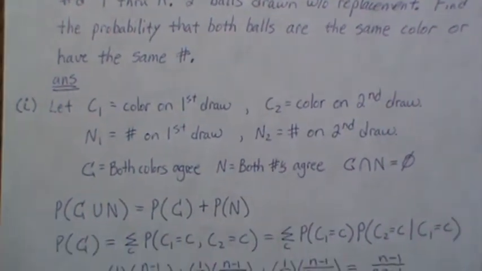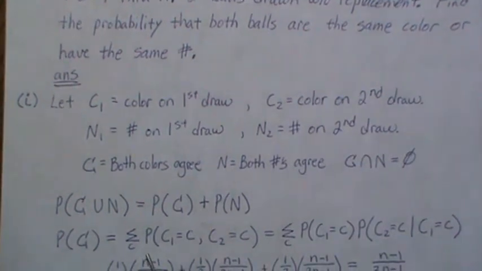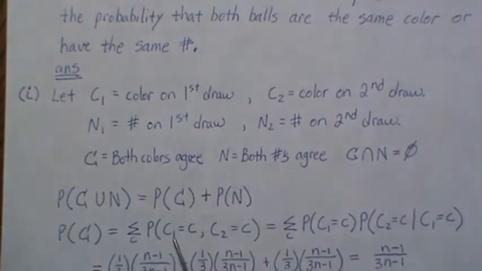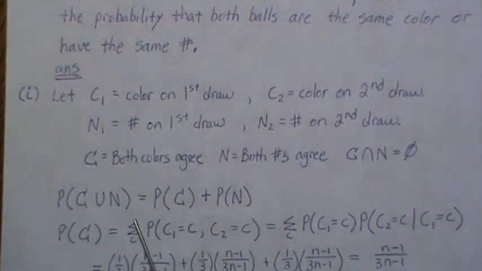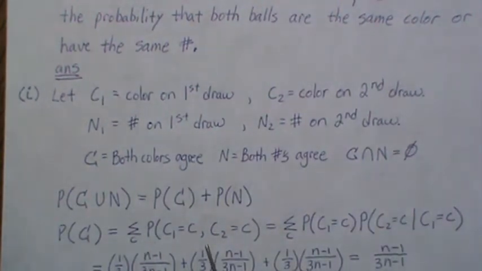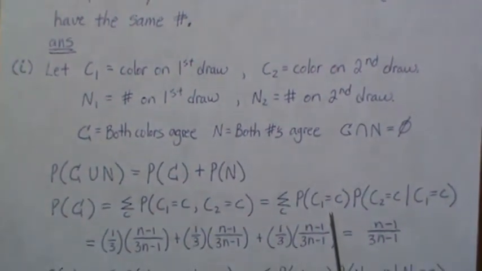Right? Now, the probability that both colors agree is this. So it's the probability that C1 equals C and C2 equals C, summed over all possible colors, from white, black, and red. So the probability that both of them have the same color. But this joint probability can be written in a conditional probability sense. And now we just sum over the possibilities.